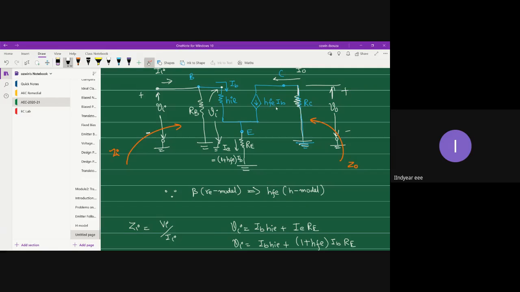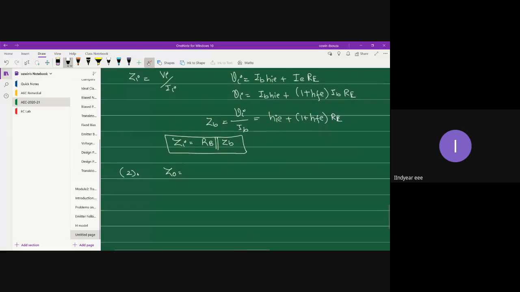Okay, when you open circuit this current source, current through RE becomes 0, because when IC is 0, you can say IE is also 0. Okay, so due to which your Z0 comes RC. Okay, so Z0 you can write it as RC. You can write down that actually. Okay, for detailed steps you can roll back to RE model.